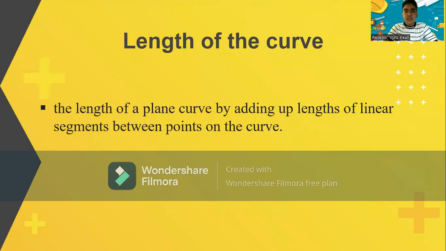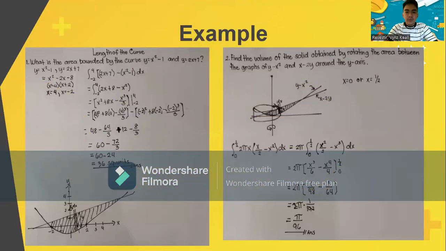So what is the length of the curve? The length of a plane curve is found by adding up lengths of linear segments between 2 points on the curve. So we have two examples of the length of the curve.